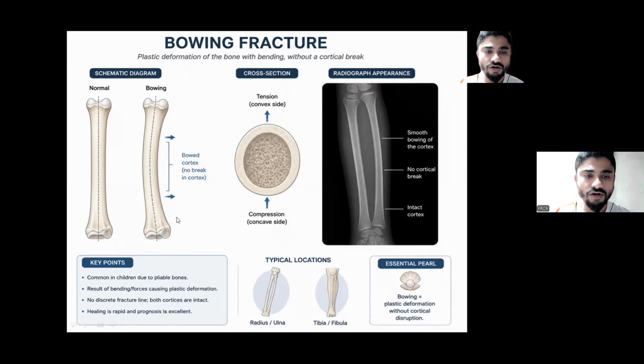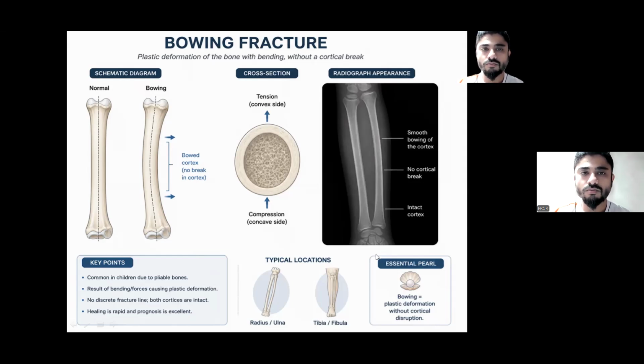So what are the key points? It is seen only in the pediatric age group, not in adults. It results from bending forces causing plastic deformation. You will not see any break in the cortex, and healing is rapid in such cases. Typical location: you will see this mostly in the radius and ulna, and also in the tibia and fibula.